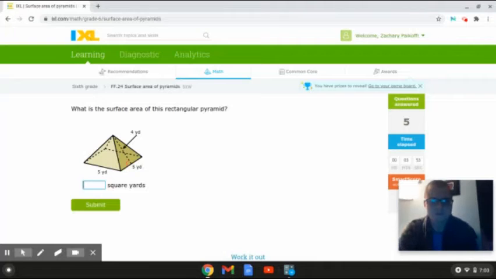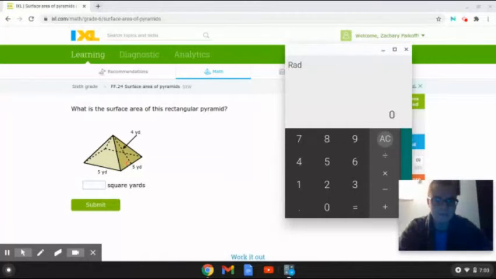Okay, so this first problem reads, what is the surface area of this rectangular pyramid? As we can see here, this rectangular pyramid has a base of 5 yards and a slant height of 4 yards. The way that we're going to be calculating its surface area is first by multiplying 1/2, or 0.5, times 5, times 4. Next, we're going to multiply this answer times 4 because there are 4 sides on a rectangular pyramid. So that will give us 40.